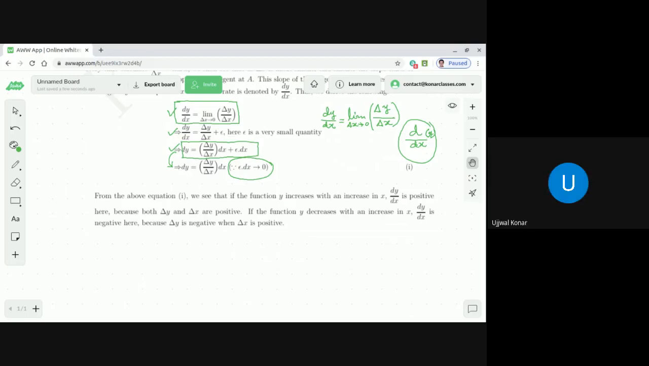Suppose at time 2 seconds, the velocity was 50 kilometers per hour. At time 3 seconds, the velocity becomes 45 kilometers per hour, for example. Then what is the change in the velocity? 45 minus 50, that is minus 5. But what is the change in time? It is plus 1 second.